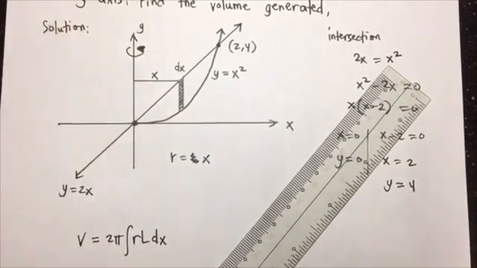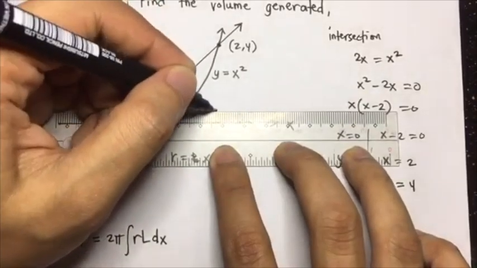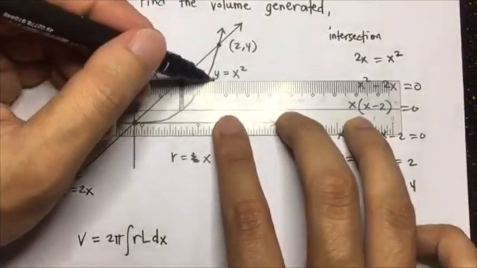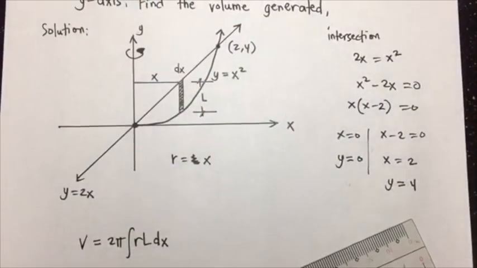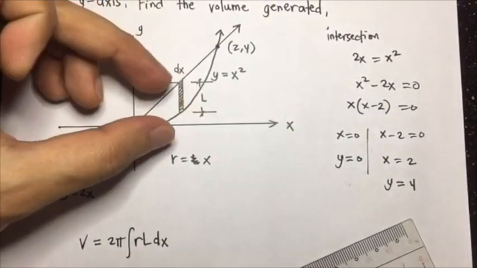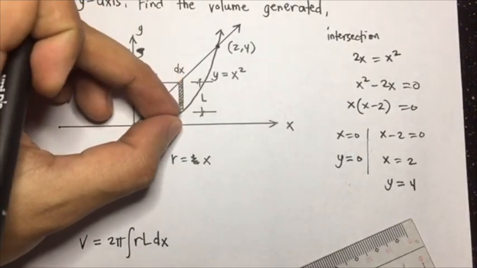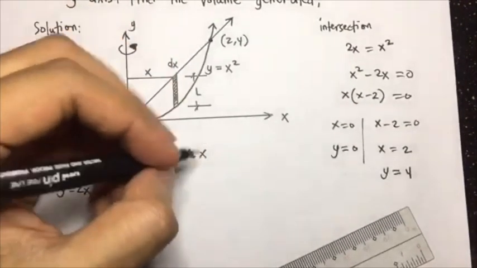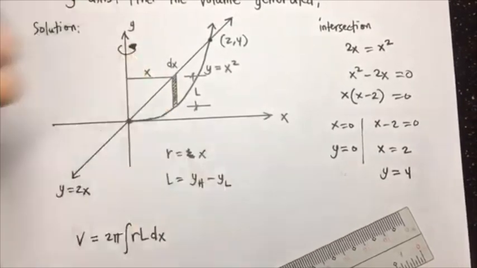R is equal to x. Our L, on the other hand, will be the length of the strip. So this length, that length, is equal to y high minus y low. So L is equal to y high minus y low.